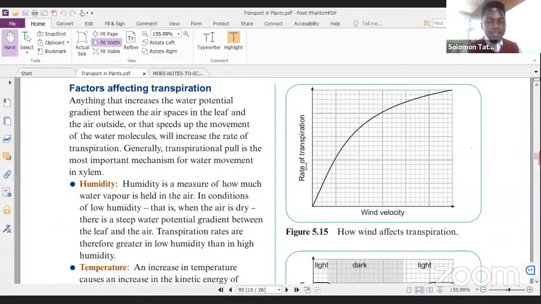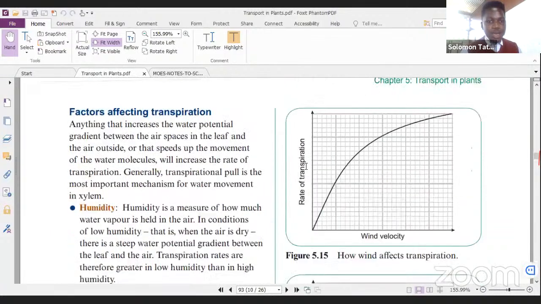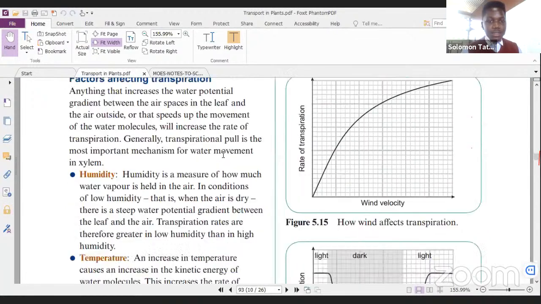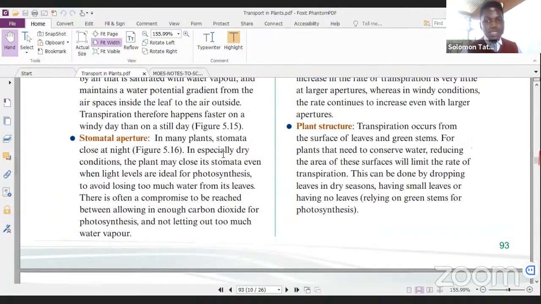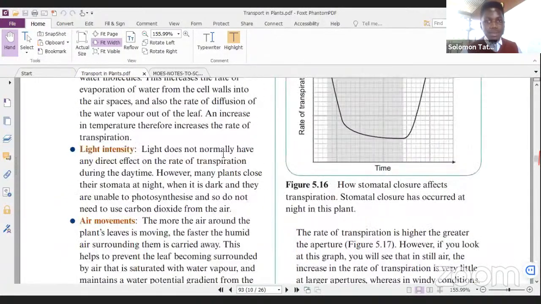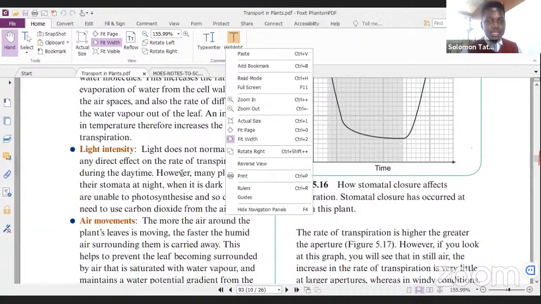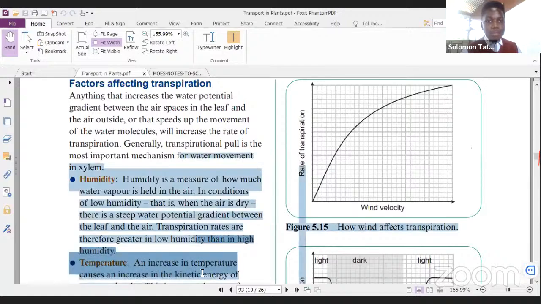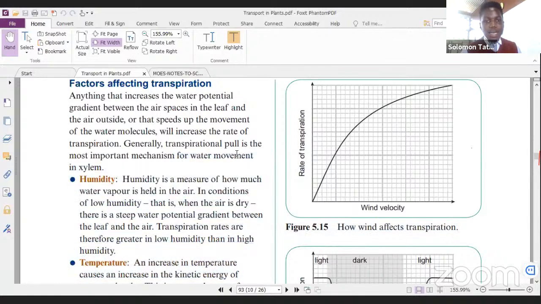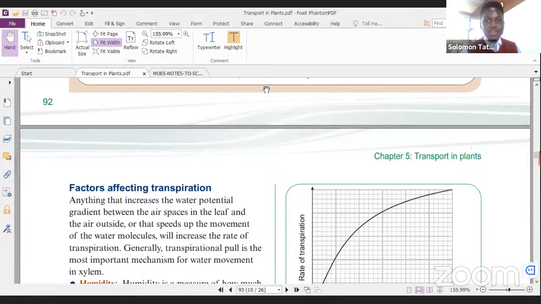We have factors that affect transpiration. We have humidity. We have temperature. Okay. We have light intensity and stomatal aperture. All right. Who can explain to us how humidity affects the transpiration process? How does humidity affect the transpiration process?